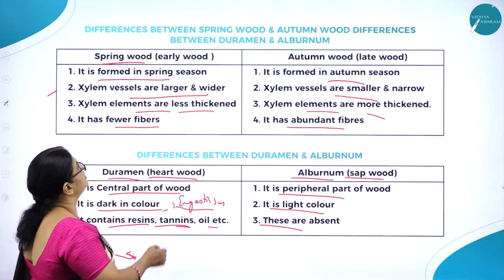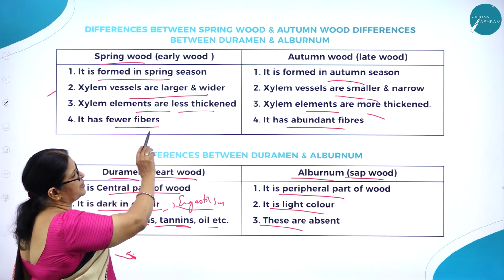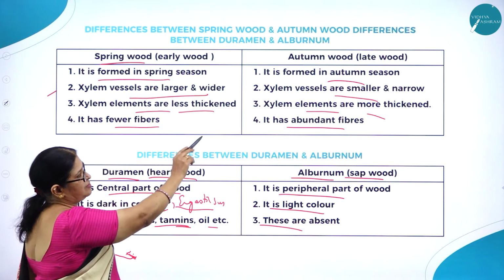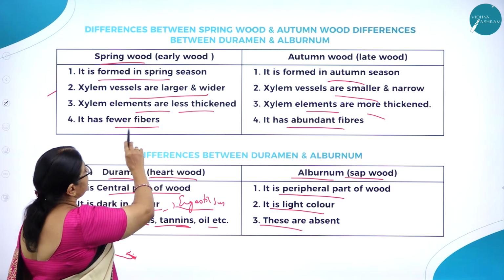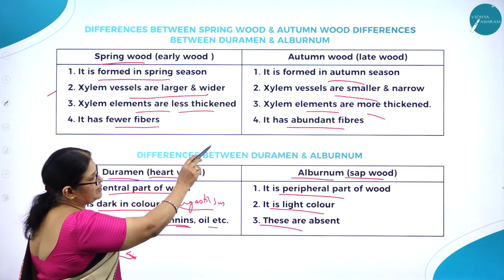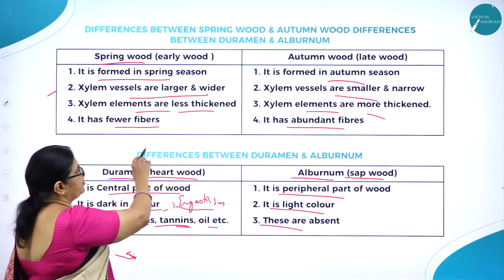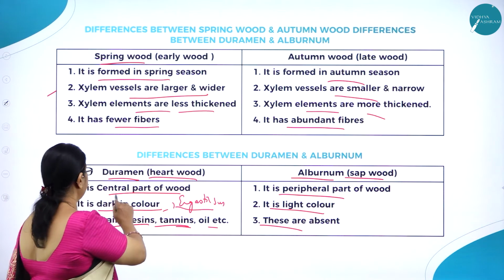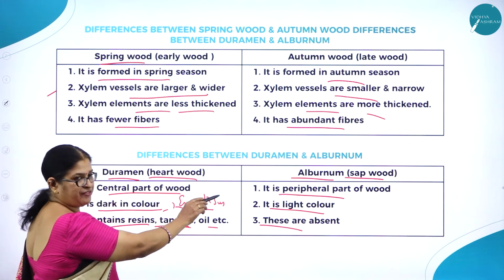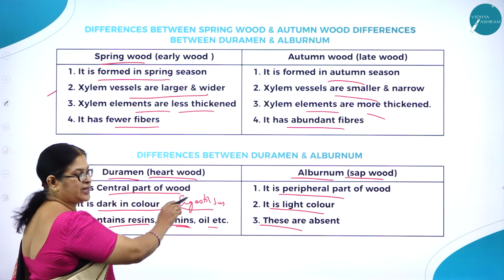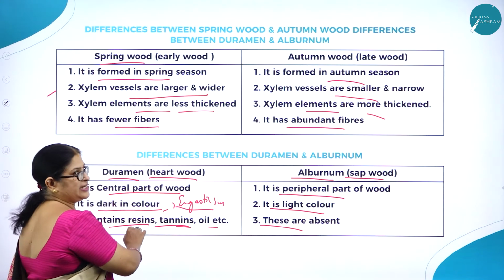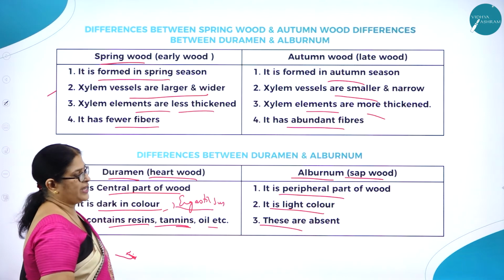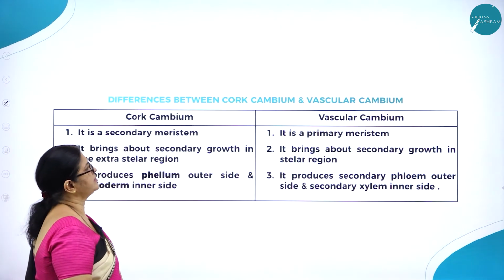So springwood is formed in spring season, autumnwood is formed in autumn season. Xylem vessels are larger and wider, xylem vessels are smaller and narrow. Xylem elements are less thickened, xylem elements are more thickened. It has fewer fibers, it has abundant fibers. Then heartwood and sapwood: it is the central part of wood, it is the peripheral part of the wood. It is dark in color, it is light in color. It contains ergastic substances like resin, tannins, oils, etc. Thus, ergastic substances are absent in sapwood.